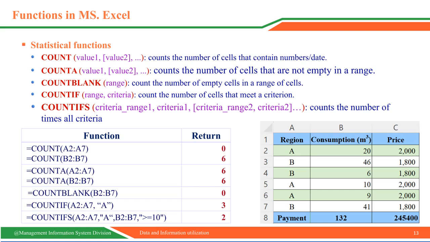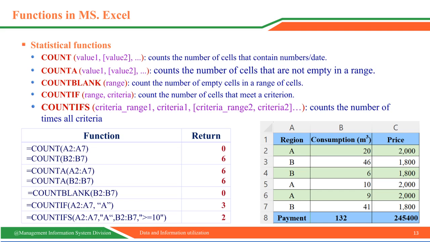Examples: count A2 to A7 returns 0 because the range A2 to A7 has no numeric or date values. Count B2 to B7 returns 6 because the range B2 to B7 contains 6 numeric values. Counta A2 to B7 returns 12 because there are 12 non-empty cells in A2 to B7. CountBlank A2 to B7 returns 0 because there are no empty cells in A2 to B7.